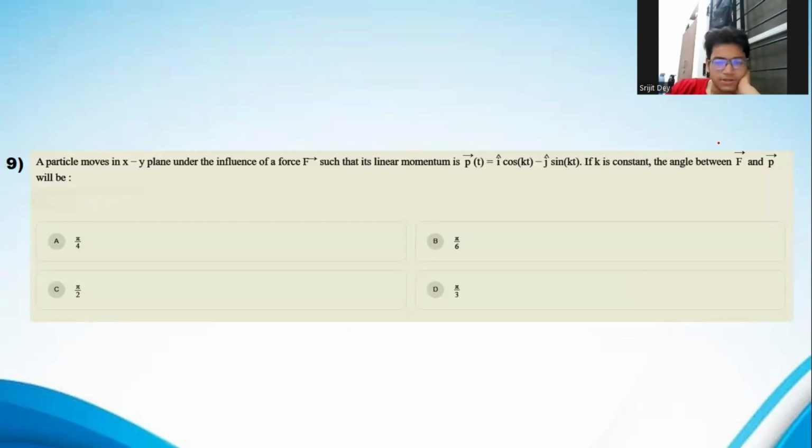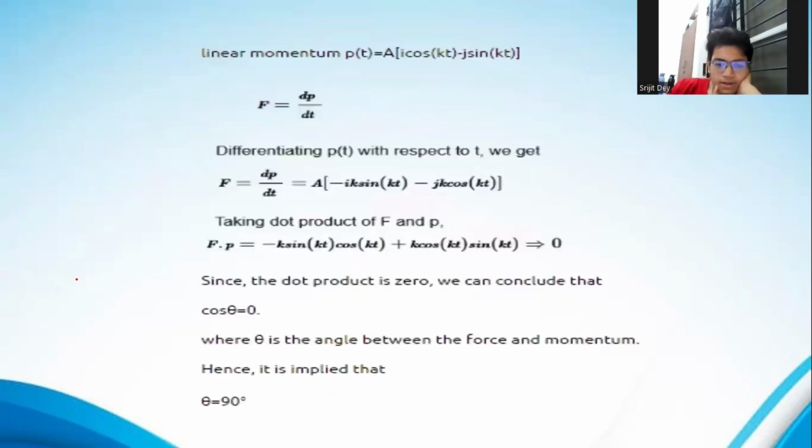Now going on to the next question. Now this is a good question. Actually, not really a good question. You just need to have some sort of a concept. So the answer will be C, that is pi by 2. Now this is actually very simple.